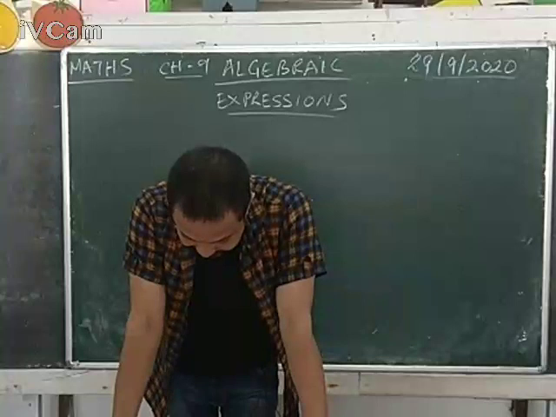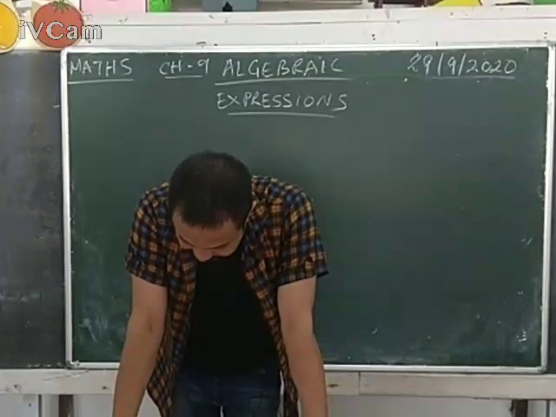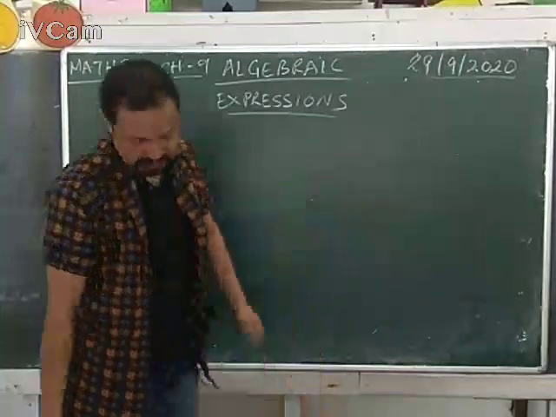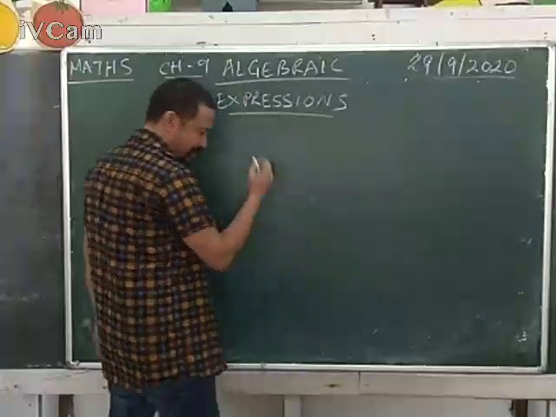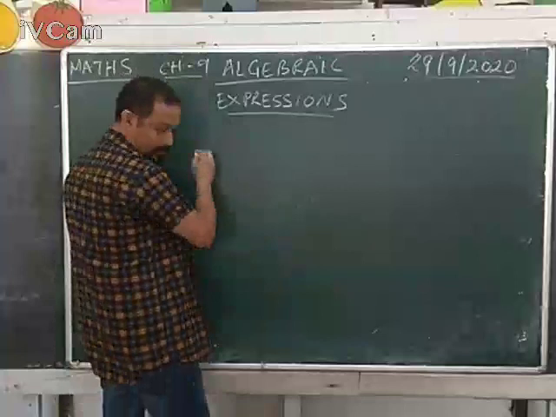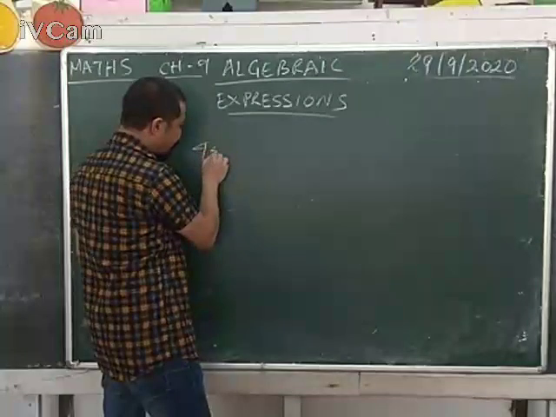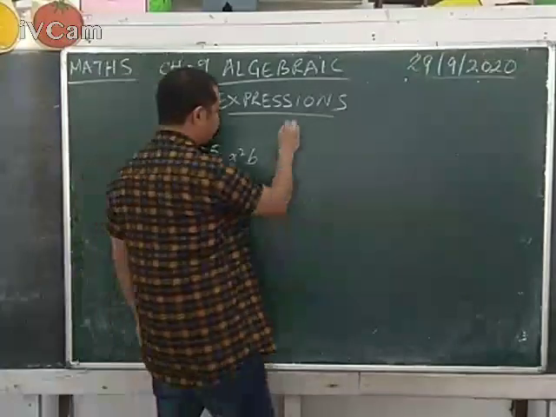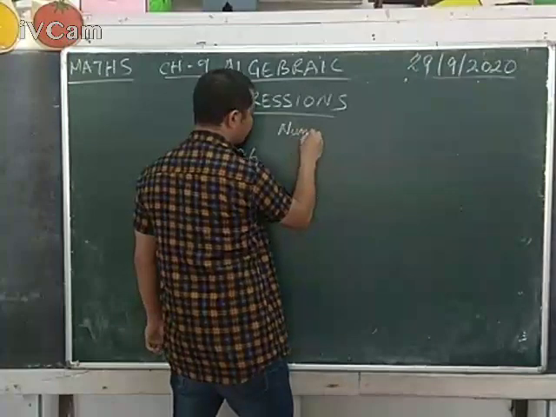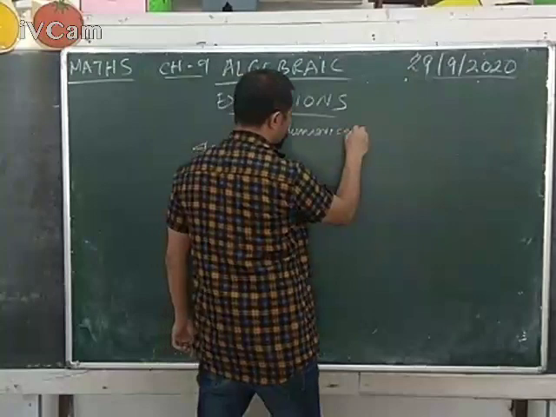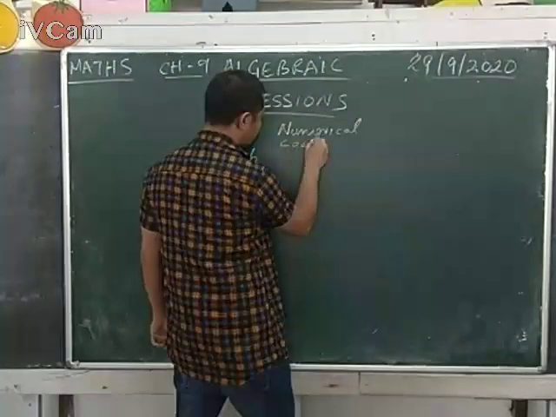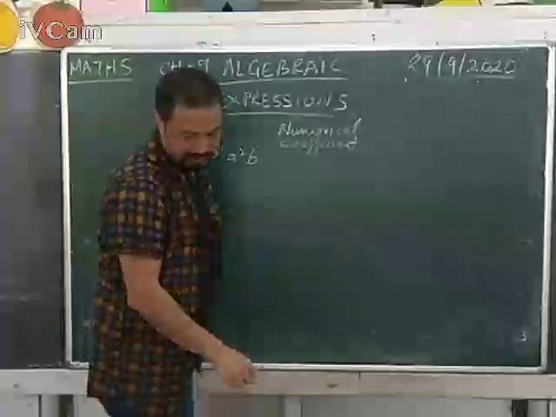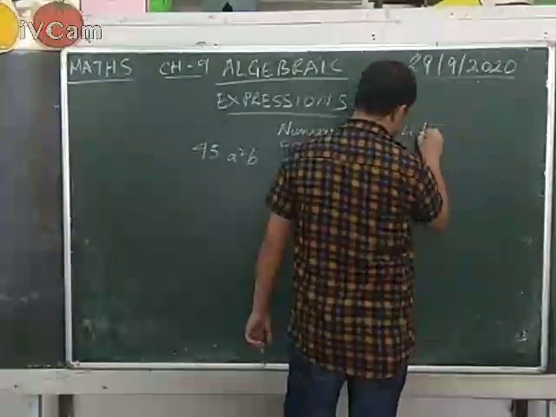The letter factor, variable or product is the literal coefficient. For example, in 4x, the literal coefficient is x. Okay, so let me go through that table again. What is literal? Literal means alphabets. Okay, so 45 a square b. What is the numerical coefficient? Numerical coefficient, literal.